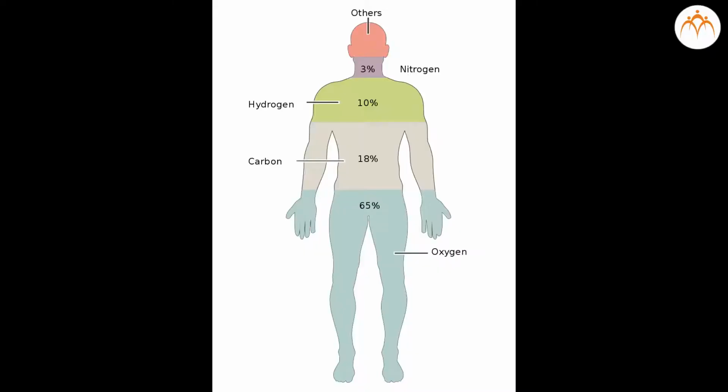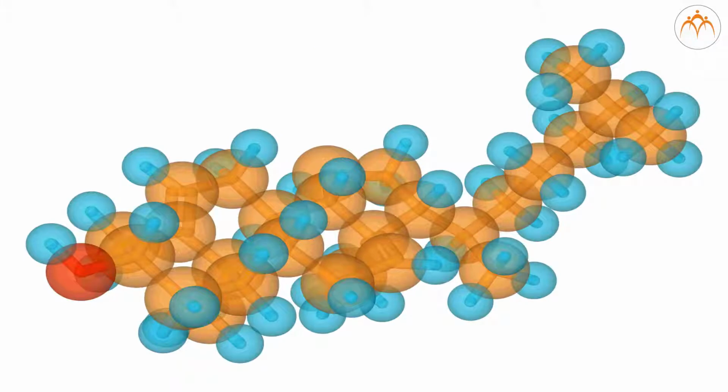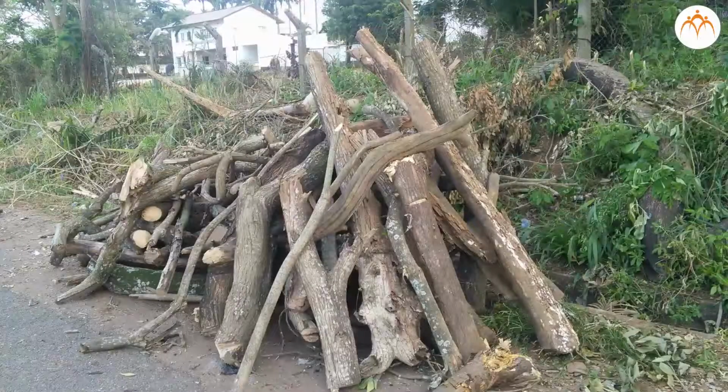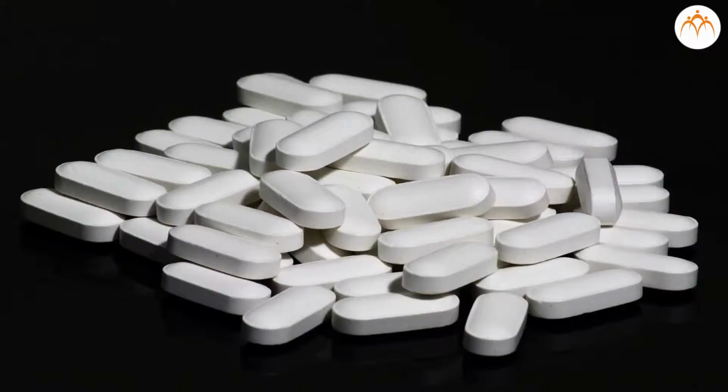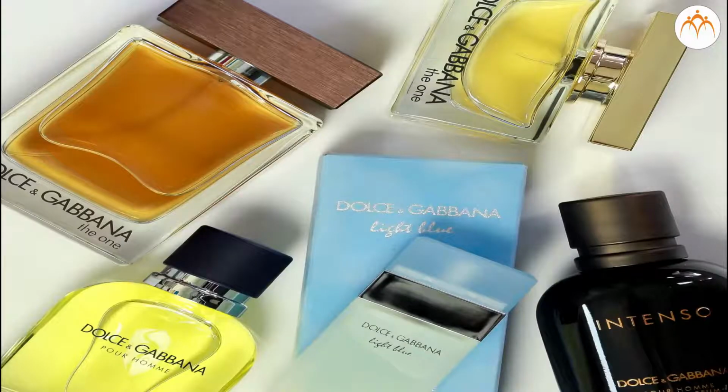If you really want to think why carbon is the universal element that is found everywhere in nature, the entire living kingdom is made from carbon. The molecules in your body, DNA molecules, proteins, lipid molecules, every single molecule in the body has carbon as the central element. Everything around us is pretty much made up of carbon. Wood is made up of cellulose, which has carbon. Medicines have carbon compounds. Paints and perfumes are made up of carbon.